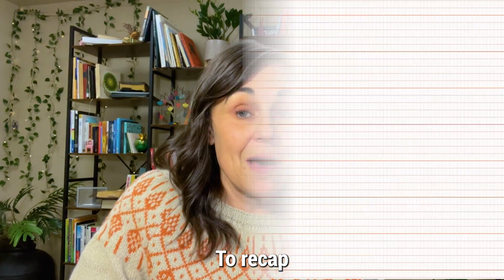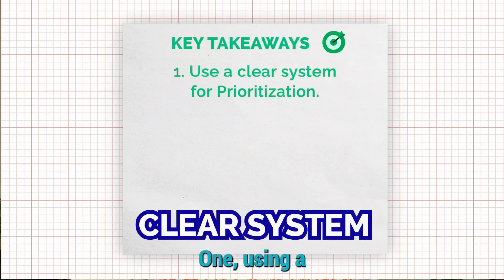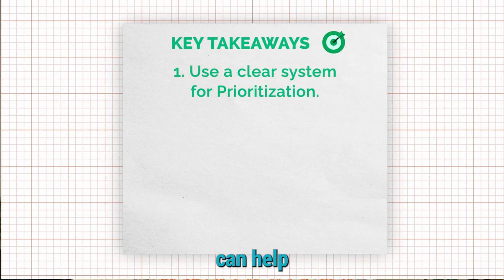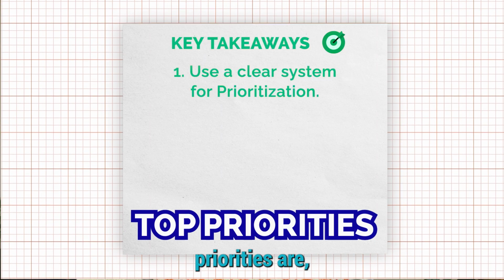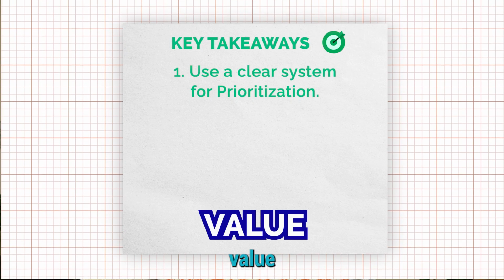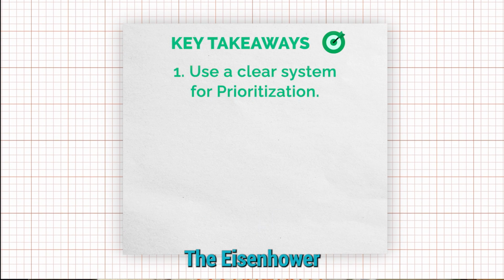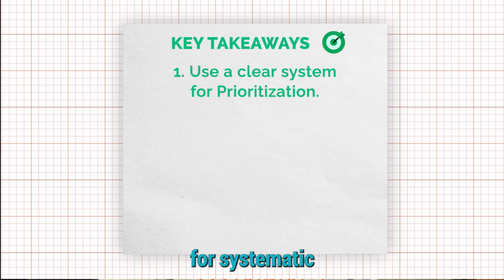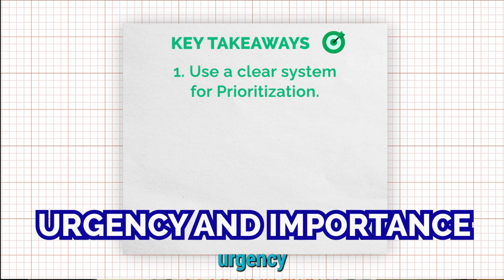All right, to recap our top 3 takeaways. 1. Using a clear system for prioritization can help you think through what your top priorities are, what you want to do at some point, and what tasks have minimal value and can be skipped or delegated. The Eisenhower Matrix is a great tool for systematic prioritization based on urgency and importance.